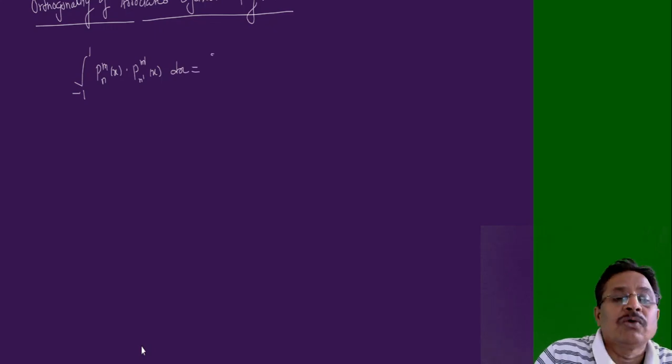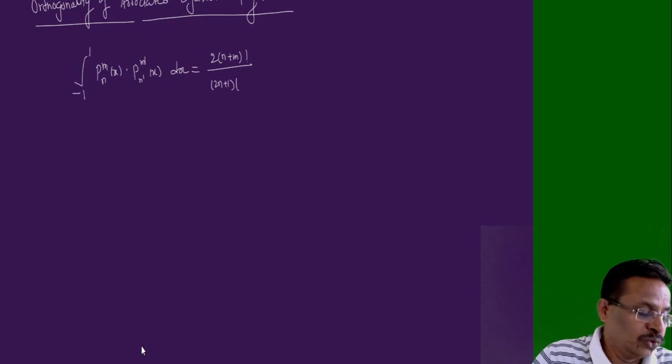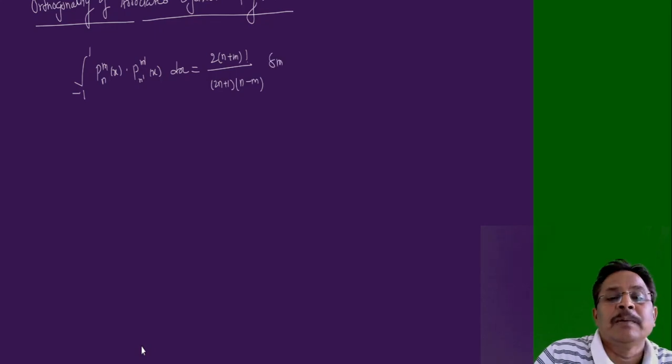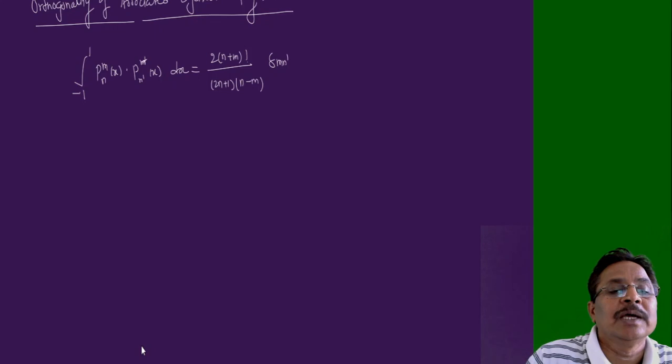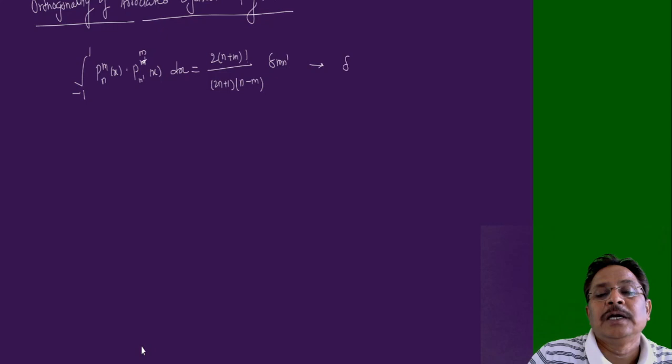to twice n plus m factorial, divided by twice n plus 1 into n minus m factorial, multiplied by delta m n prime. Actually this m prime is not there, this is simply m, and here this delta m n prime is the Kronecker delta function.